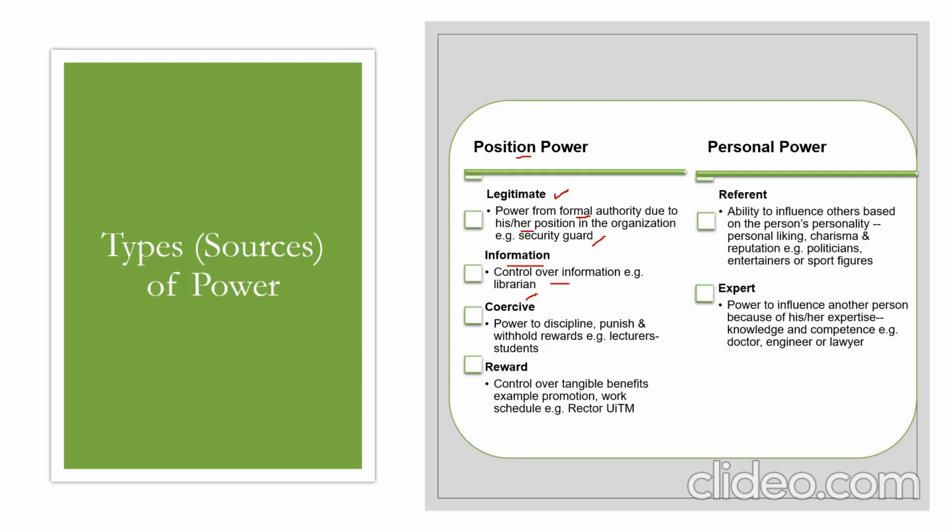The next type of power under the position power is coercive power. Coercive here means force, paksaan. It is power to discipline, punish and withhold rewards from the employees. For example, lecturers and students. This is a very simple example. So coercive power is power to force people to do something, power to punish people because they have done bad things or have shown bad attitudes and bad behavior.